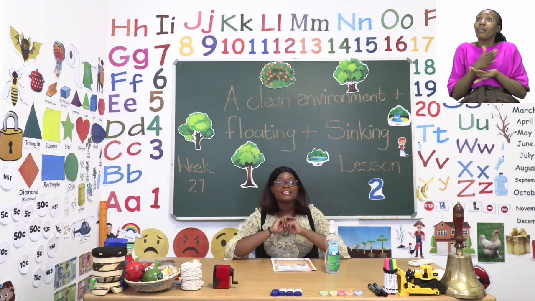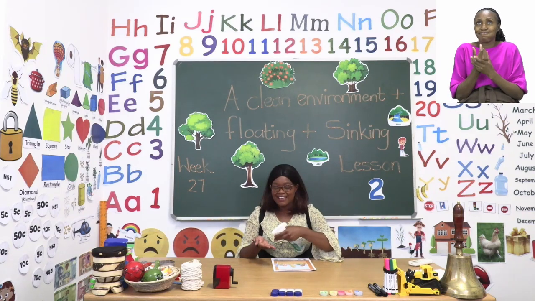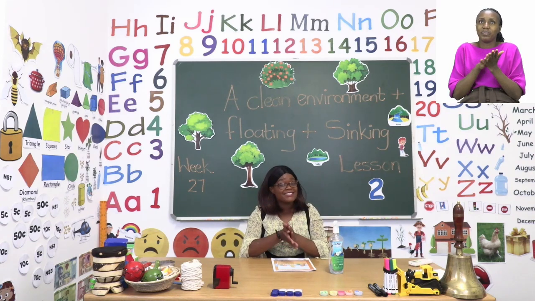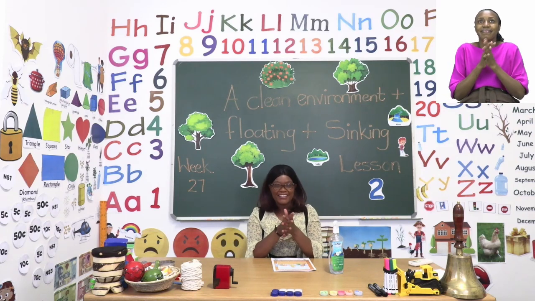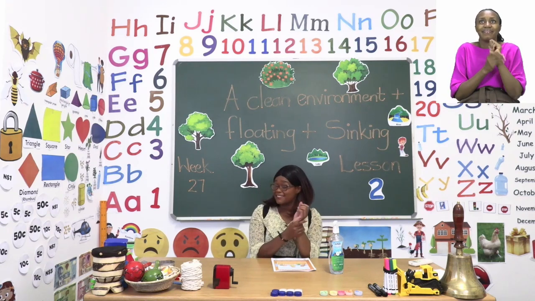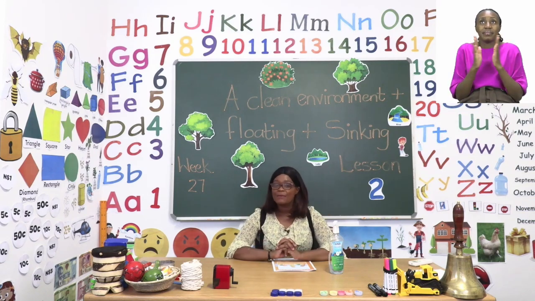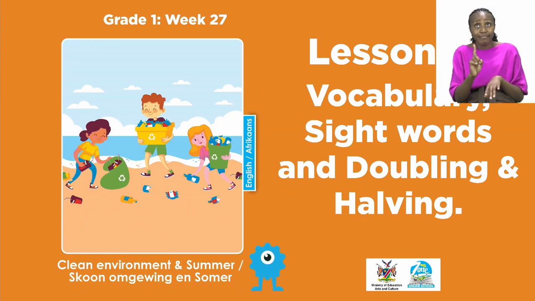Our theme this week is a clean environment, floating and sinking. And before we get into any lessons, boys and girls, we know that we need to sanitize. So let's take our sanitizer and we rub inside our hands, around our hands, in between our fingers, on our wrists, and our fingertips too. Make sure your hands are dry before you touch anything else. For today's lesson, we will be doing vocabulary, sight words, doubling, and halving.